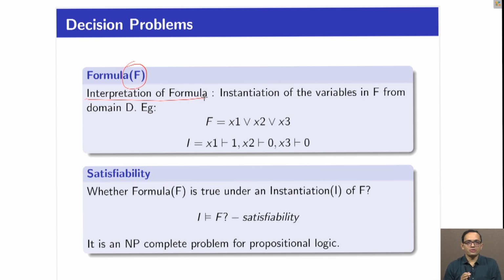Once you try to interpret the formula, you need to choose a domain first. For a Boolean formula, the domain is 0, 1, true or false. For other formulas, the domain can be natural numbers, the set of all possible human names, or all possible stars in the universe; it can be anything. So you have to pick the domain, and then you have to give meaning to each component of the formula.